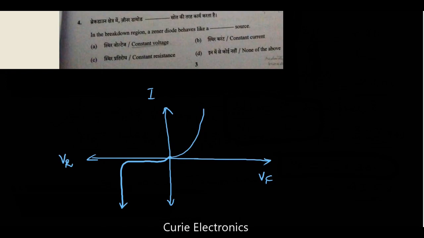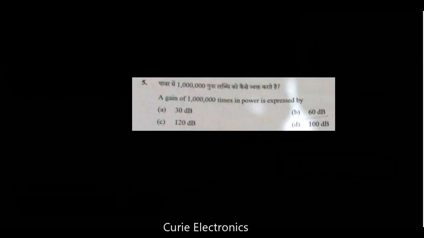So if we see here, the current is increasing. What about the voltage? See, the voltage is remaining constant at the breakdown voltage of the Zener. Voltage constant, right? So what is the answer? Answer is option A, constant voltage. Next question.